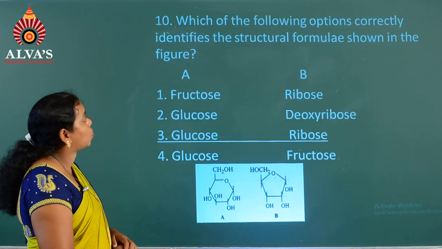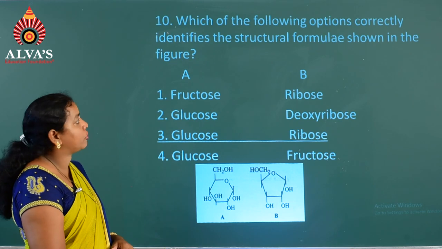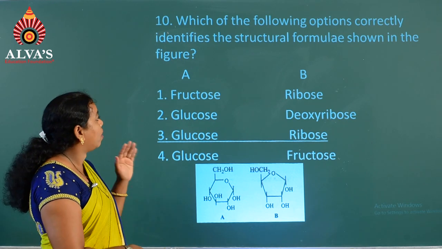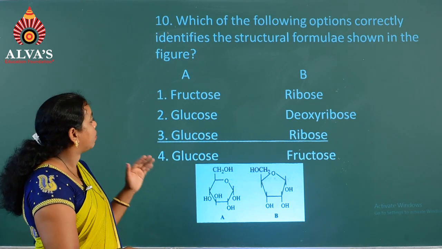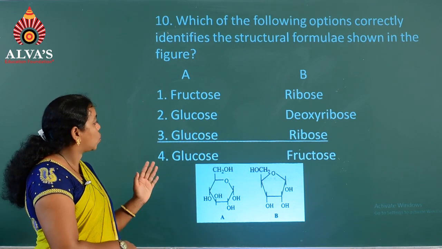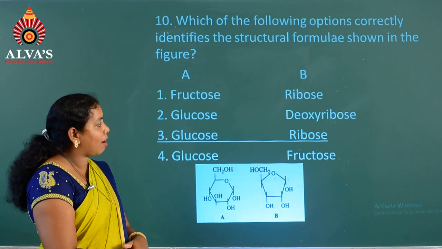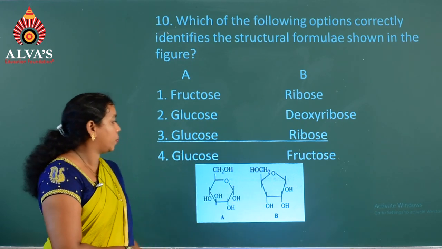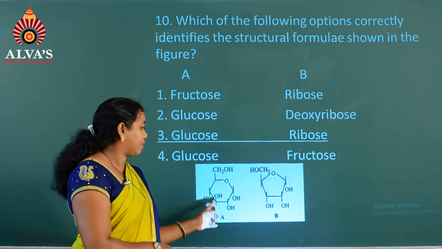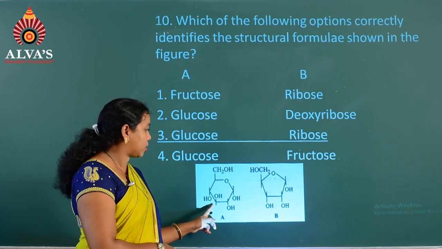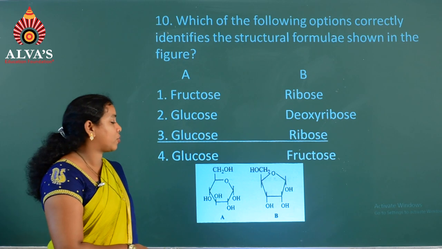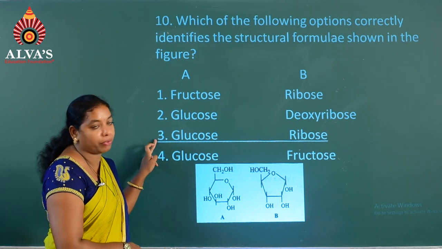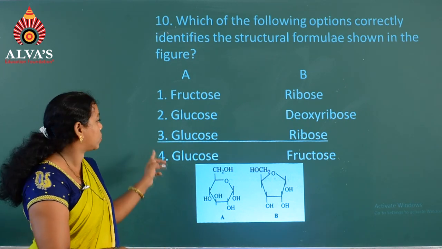Moving on to the next question, that is question number 10. Which of the following options correctly identifies the structural formula shown in the figure? Here A and B are given. We can see that A is fructose, glucose, glucose and glucose, whereas B is ribose, deoxyribose, ribose and fructose. When you consider this structural formula, you can easily identify that there are 6 carbons in the first figure, whereas the second is the structure of ribose, hence it is the structure of glucose, so we can go with option 3 itself. That is why the answer to question number 10 is option 3.